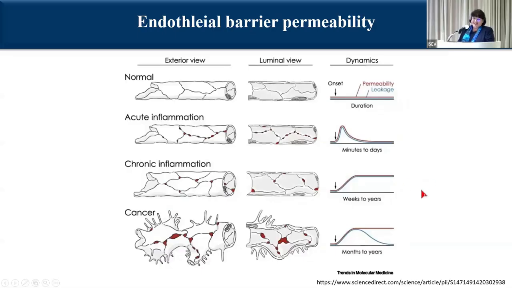Accidentally, Pia showed the very same picture. I think it's very educational because, as you can see, both in acute and chronic inflammation, there are actually gaps between the endothelial cells, and everybody knows that in cancer we have a leaky endothelium, which shows a higher permeability for extracellular vesicles to enter or leave the circulation.